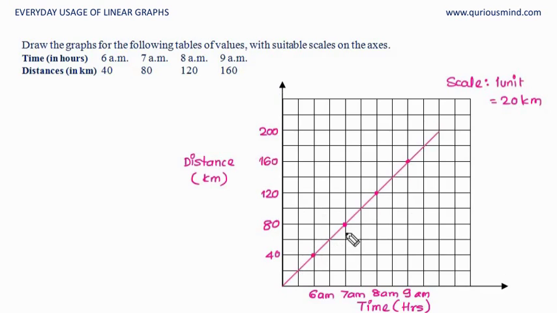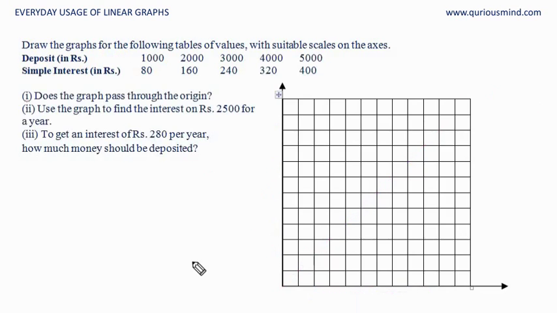And yes, when we join these points, we see that there is an unbroken line. And hence it is a linear graph. We know time is the control variable and distance is the dependent variable. Let's draw one more graph. The graph shows the deposit and the simple interest earned on that deposit. Now if you see, as the deposit increases, the simple interest is increasing. So deposit is your control variable and simple interest is the dependent variable.